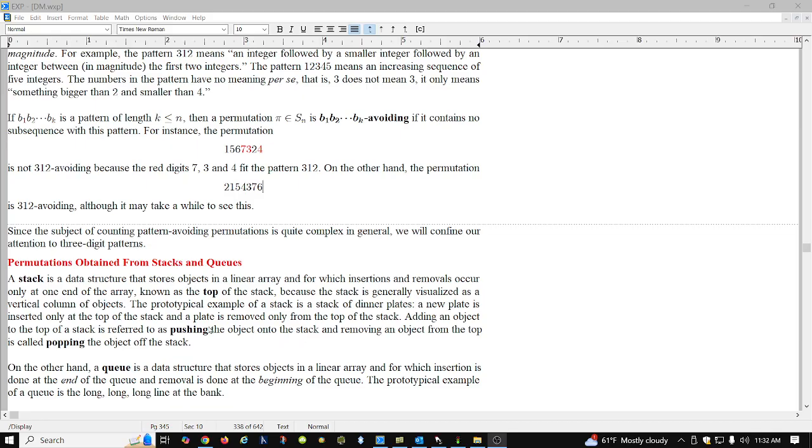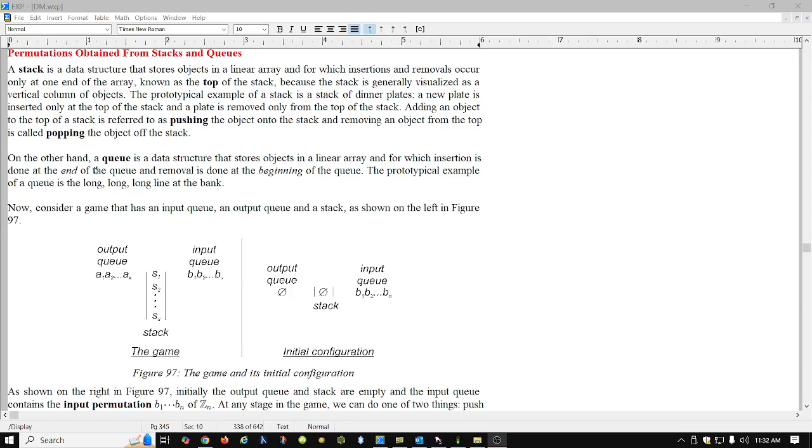Removing an object from the top is called popping the object off the stack, and that's a pop operation. On the other hand, a queue, and we'll look at the spelling, Q-U-E-U-E, is a data structure that stores objects, again, in a linear array, in a line, but for which insertion is done at the end of the queue and removal is done at the beginning of the queue.